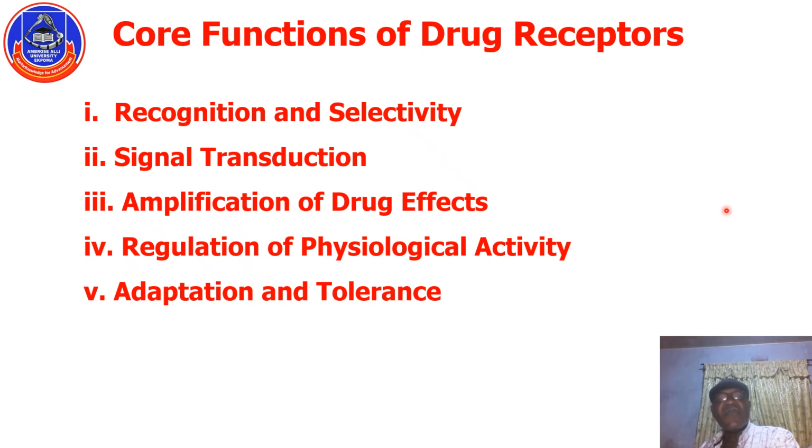Now, we have heard of drugs binding to receptors and producing effects. But again, we ask ourselves, what are the core functions of drug receptors? The core functions are these: 1. Recognition and selectivity. 2. Signal transduction. 3. Amplification of drug effects. 4. Regulation of physiological activity. 5. Adaptation and tolerance.